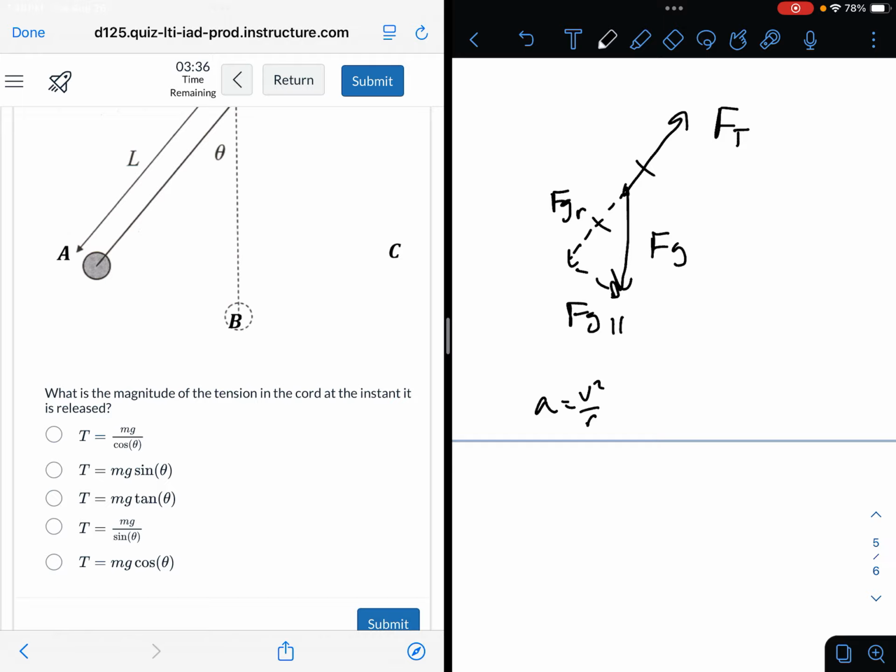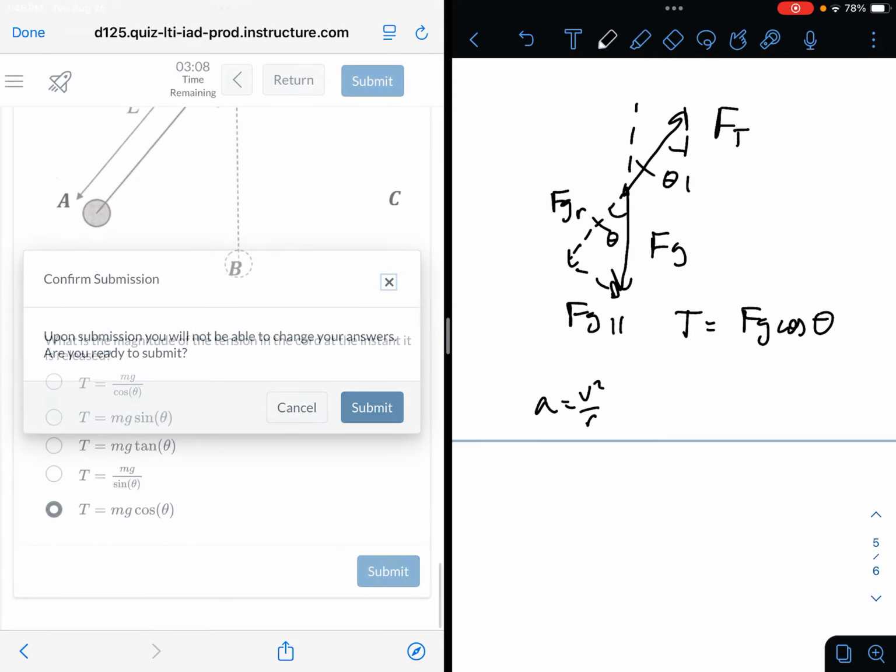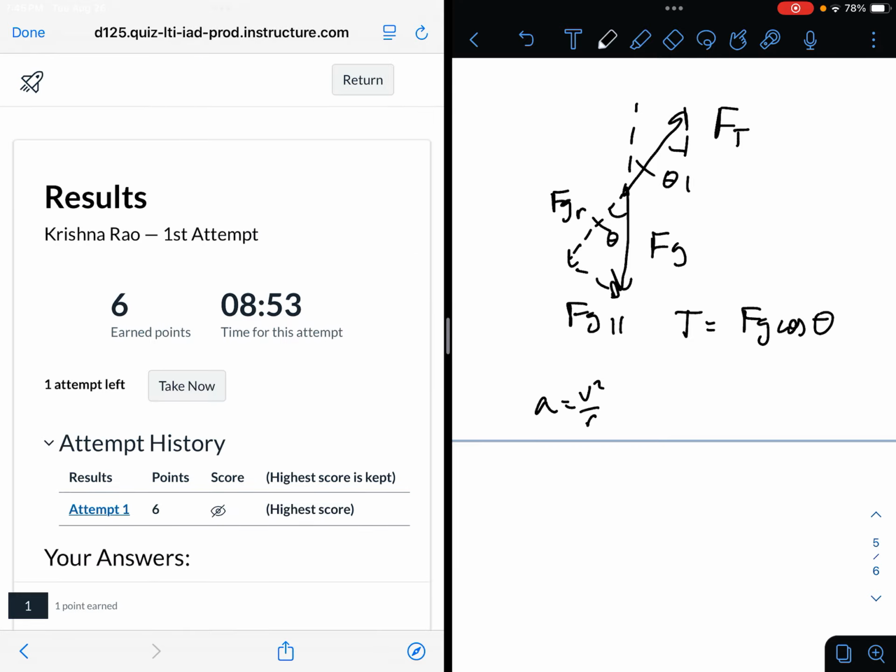So because of this, I can say, hey, if this angle right here is theta, that means this angle right here is theta. So I know the tension is going to equal Fg cosine theta. So let's see if that works. We're going to press submit. All right, 6 points. Cool.